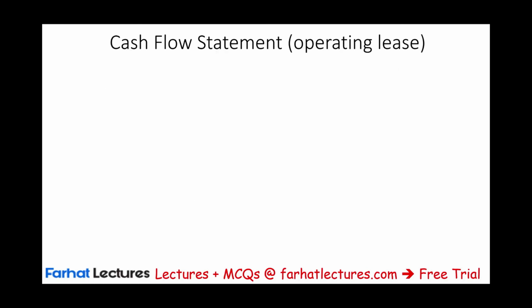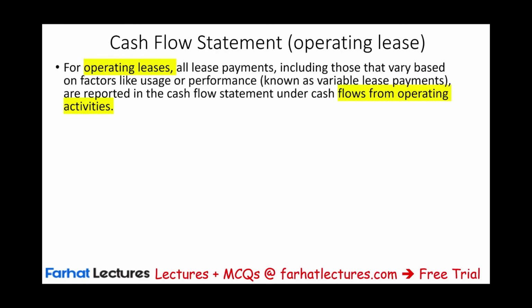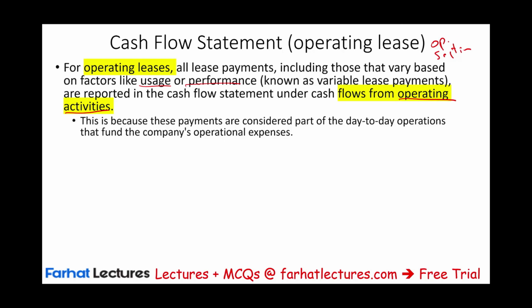First, we're going to look at an operating lease. Remember, in an operating lease, all the payments are called what? They are called lease expense. So for all lease payments, including those that vary on factors like usage or performance, what are they? They are operating, therefore they are part of the cash flow from operations. So for operating leases, we report the payment under the operating section of the cash flow statement, because the payments that we are making are part of the day-to-day operation.